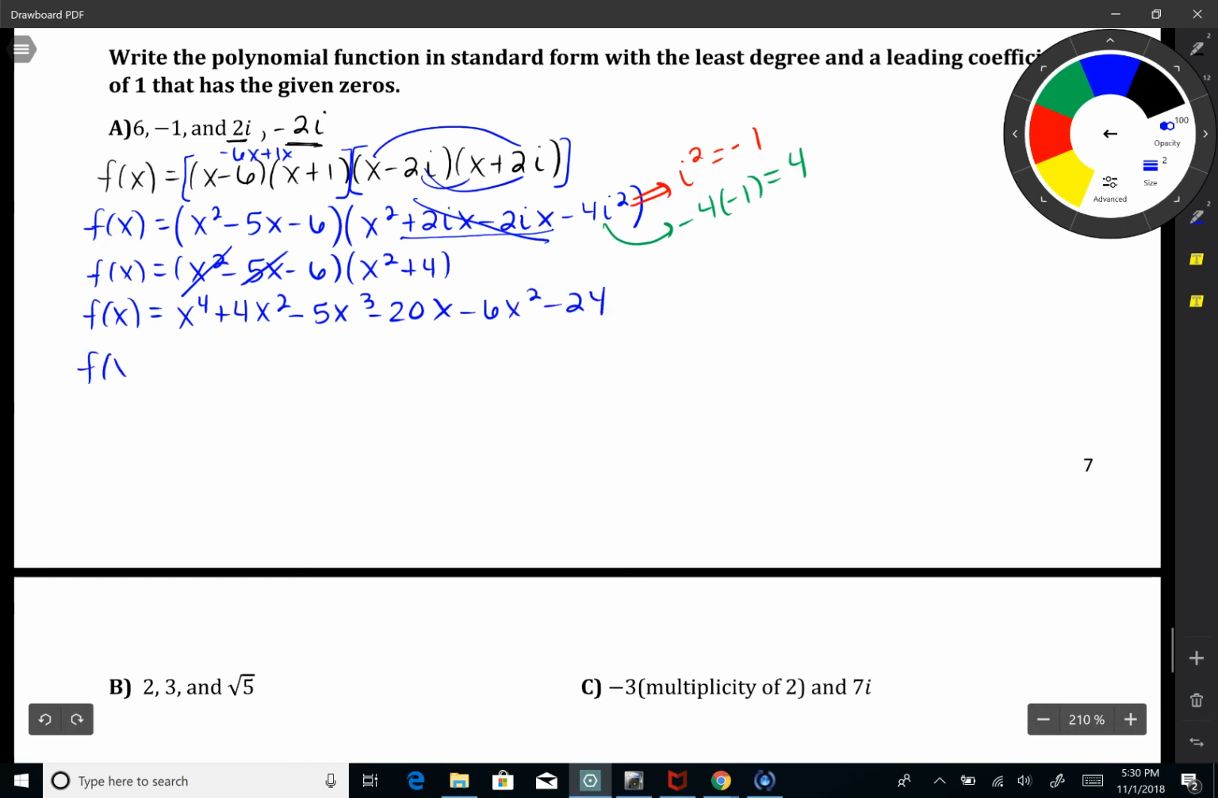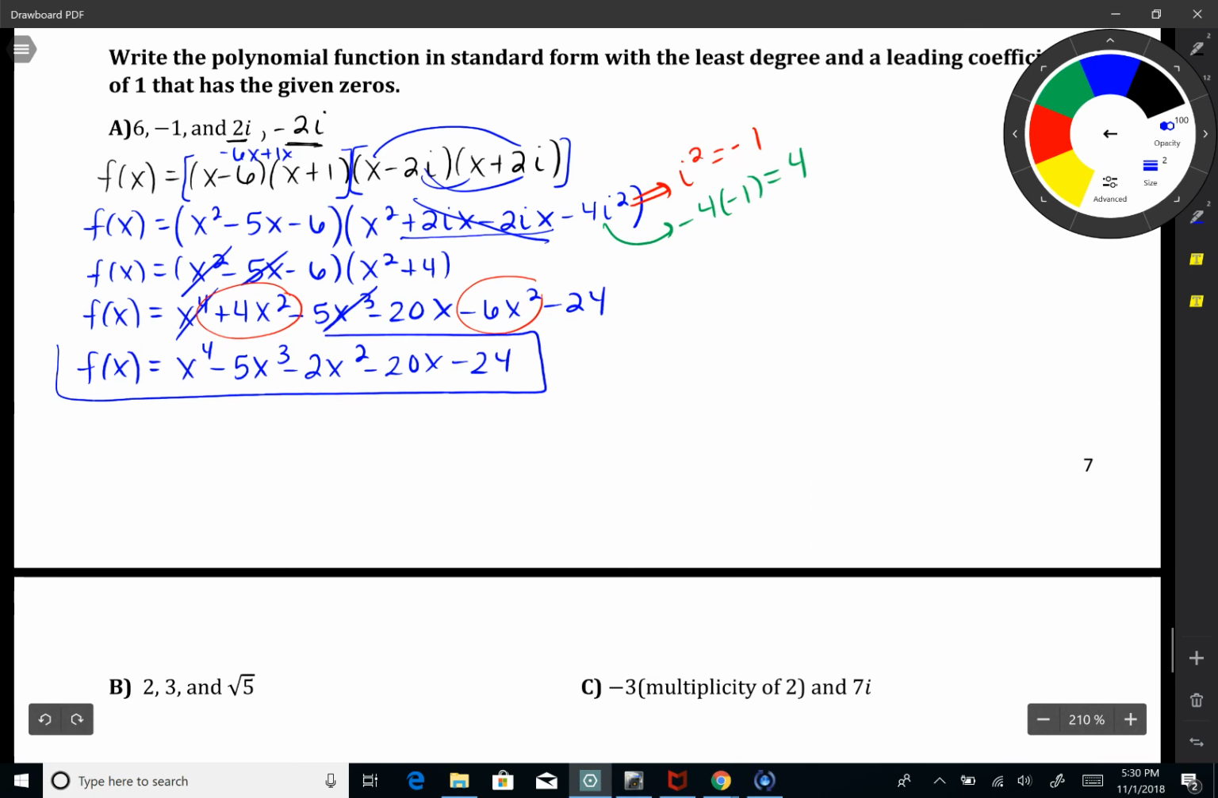And finally, combine like terms and put this in standard form. My greatest degree is 4, and that's just my x to the 4th term. Then I have negative 5x cubed. I have 4x squared and negative 6x squared, so that gives me negative 2x squared. And then I have minus 20x minus 24. And that is our final answer.